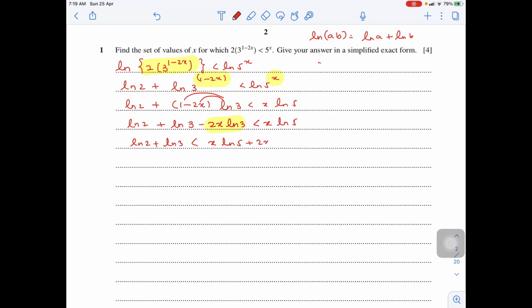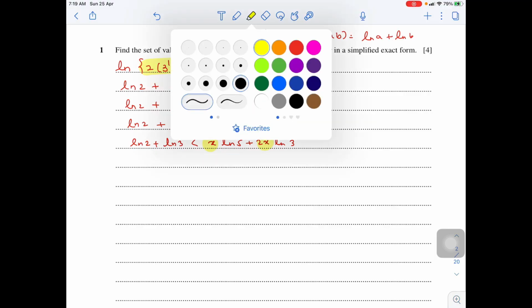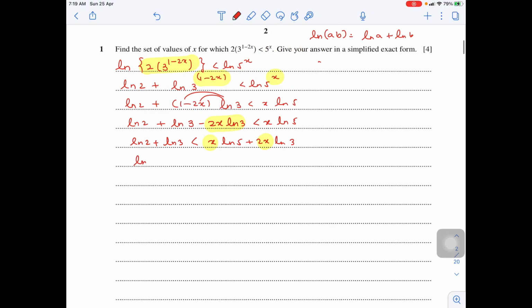I'm taking x's together, so I'm sending this term to the other side. So ln 2 plus ln 3 is less than x ln 5 plus 2x ln 3. Factorizing, so x is common in both, so I can write ln 2 plus ln 3 is less than x ln 3 plus 2 ln 3.